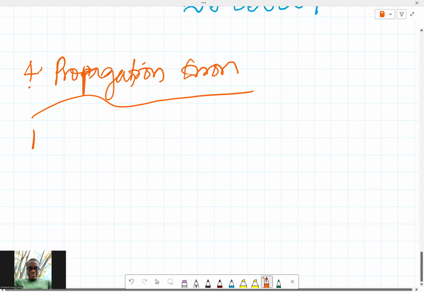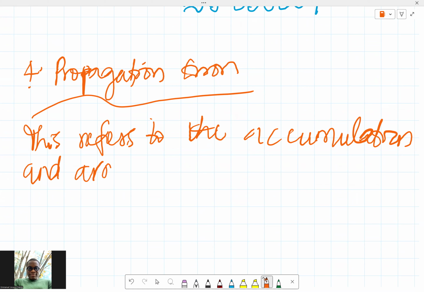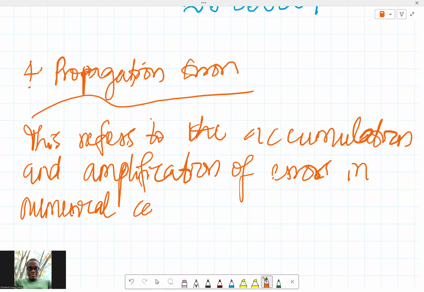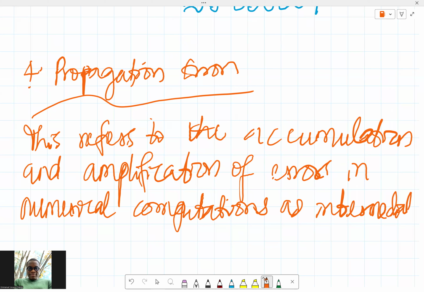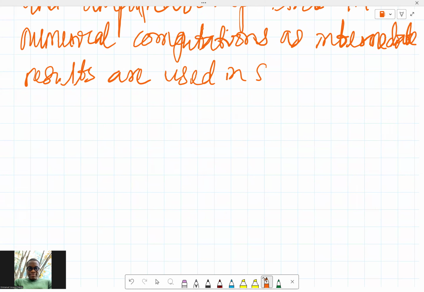So for propagation error, this refers to the accumulation and amplification of errors in numerical computations, as intermediate results are used in subsequent steps.